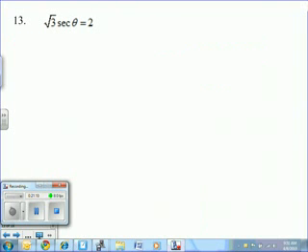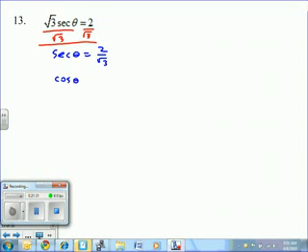All right, number 13 should not be one of the more difficult problems. All you should do here is divide by square root of 3, and you get secant theta equals 2 over square root of 3. Well, what can I do now? Flip both sides. And when secant is flipped, what does it become? So you have cosine theta equals square root of 3 over 2.